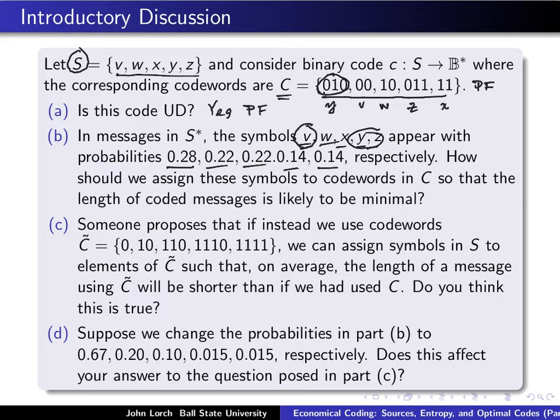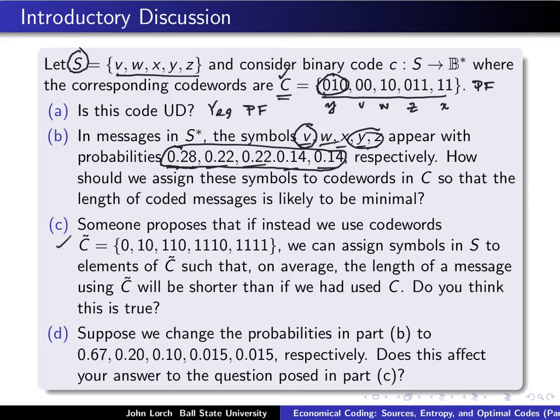Now, what you might think is you might just stop and say, well, wait a minute. If these are the probabilities with which these letters in S occur, then maybe what we should do is throw this code C out the window and start with an entirely different code that will make the average length of coded messages even shorter. So let's suppose we do exactly that. Let's throw code C out the window, and instead, let's consider this code C tilde.